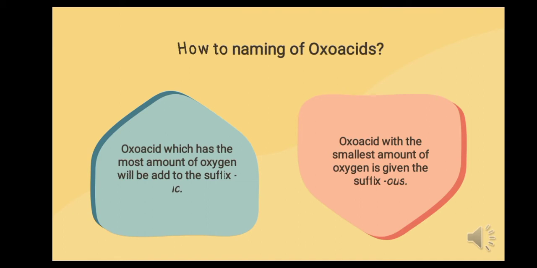So for the naming, when there are two oxoacids, the oxoacid with the highest amount of oxygen will get the -ic suffix, and the oxoacid with the least amount of oxygen will get the -ous suffix. The example is sulfuric acid and sulfurous acid.